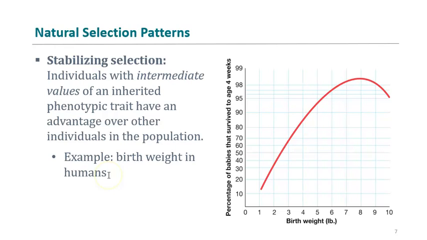We can also talk about clutch size in birds. Birds that lay too few eggs may not pass on enough offspring, while those that lay too many eggs may not be able to adequately feed all those chicks. There's just too many mouths to feed, and that becomes a problem. So the intermediate clutch size is often favored.